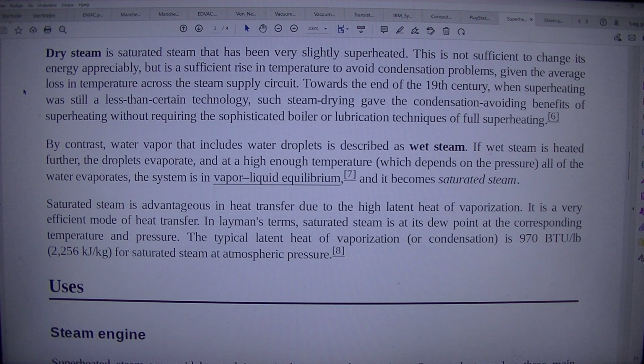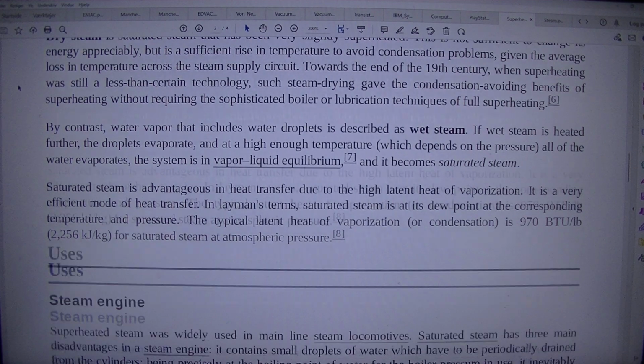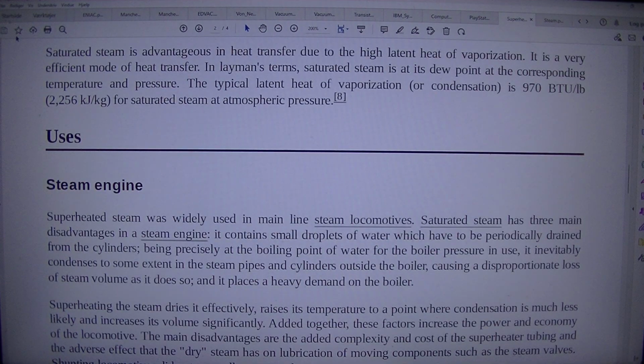Saturated steam is advantageous in heat transfer due to the high latent heat of vaporization. It is a very efficient mode of heat transfer. In layman's terms, saturated steam is at its dew point at the corresponding temperature and pressure. The typical latent heat of vaporization, or condensation, is 970 BTU/pound, 2256 kJ/kilogram, for saturated steam at atmospheric pressure.